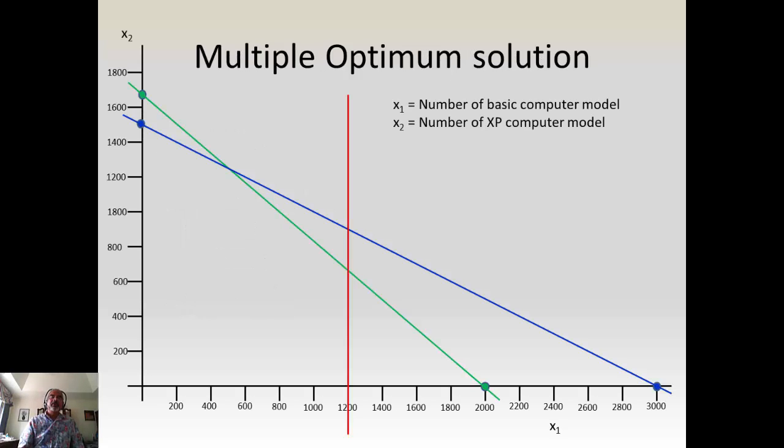Okay, let me illustrate how the multiple optimum solution will work. Suppose this is the feasible region, so you have the blue line up to here and then green and then red, so this is the feasible region. Now you bring in your objective function line. Suppose this is the objective function, now you're trying to maximize. So you start moving the objective function line this way.